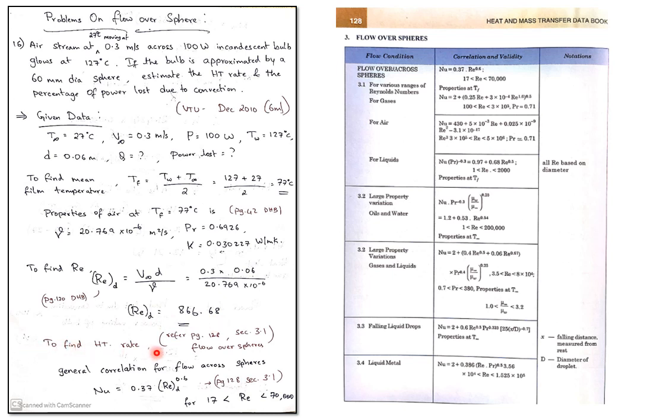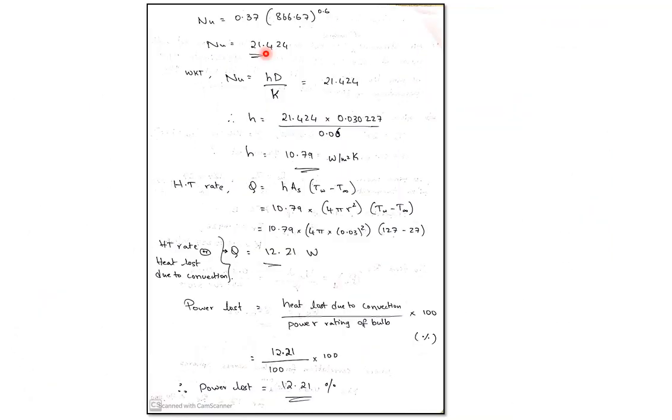Next step is to find the heat transfer rate with respect to flow over spheres. So these are the correlations for flow over spheres. You can see here the Nusselt number is 0.37 Re to the power 0.16, but your Reynolds number must be in between these two values. The Reynolds number is known here, so just substitute the value of the Reynolds number and you will get the Nusselt number. Once you get the Nusselt number, similarly the average heat transfer coefficient from hD by k, h is equal to 10.79 watt per meter square Kelvin.